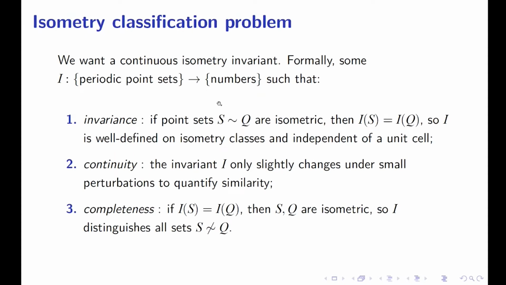So this is the problem statement that we're going to solve in all the slides after this, hopefully, to some extent. We want a map from periodic sets to some numbery thing with these properties. So invariance we've gone over. If you put two things which are isometric through this map, you'll get the same thing on the other side. Continuity, meaning that if we perturb points by a small amount, then the output of this will only change by a small amount. So we should see a small distance between similar crystals.